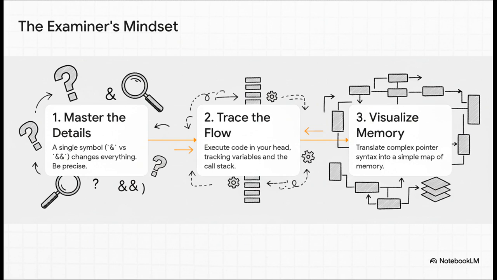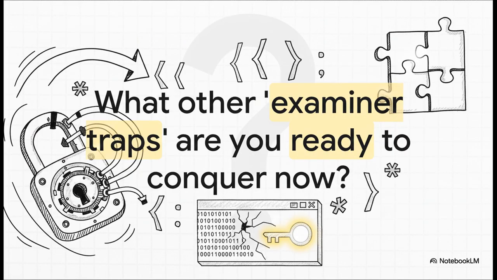Don't just read the code, execute it in your head, or better yet, on a piece of paper. Track the variables, track the call stack. And third, visualize memory. Turn that confusing pointer syntax into a simple map of arrays and addresses in your mind. This is the strategy that turns you from just a code writer into a true code analyst. Because when you start thinking this way, these problems stop being tricks and they start being puzzles. You're not just hunting for an answer anymore, you're understanding the very structure of the challenge itself. And that is how you crack the code.